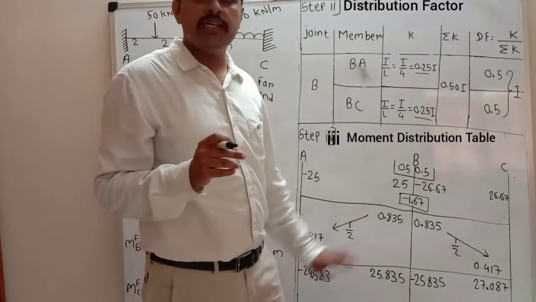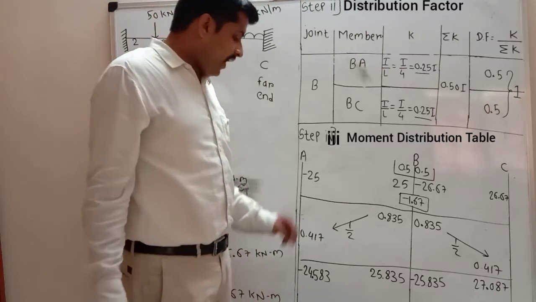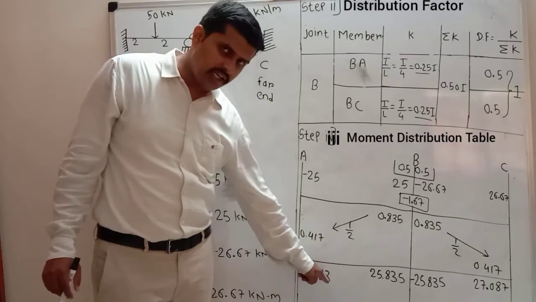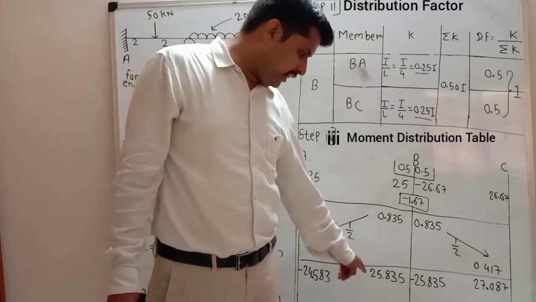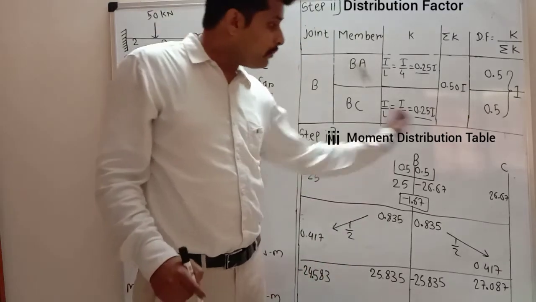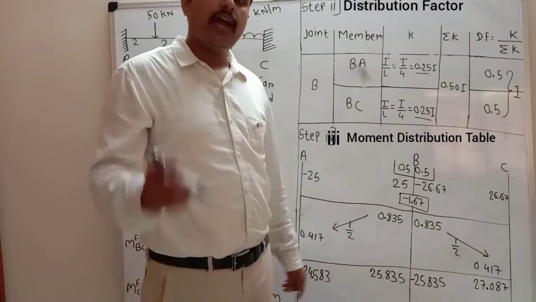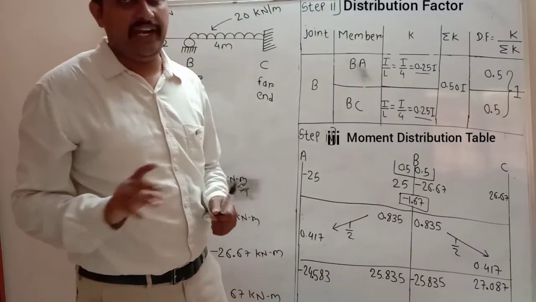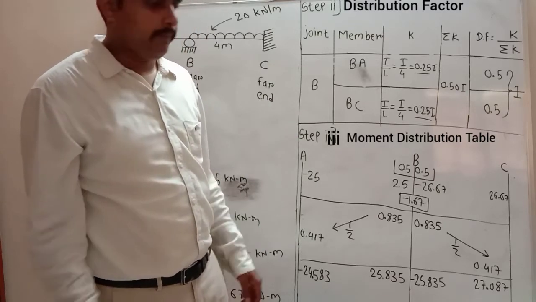MBA plus MBC is equal to 0. Hence, our final end moments will be minus 24.583 for AB. For BA, it will be plus 25.835. For BC, it will be minus 25.835, and for CB, it will be plus 27.087. This concludes our step number 3.